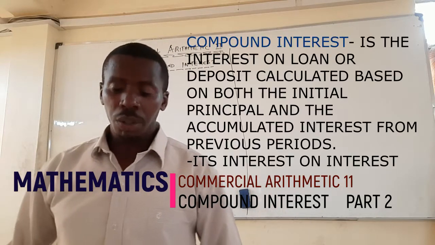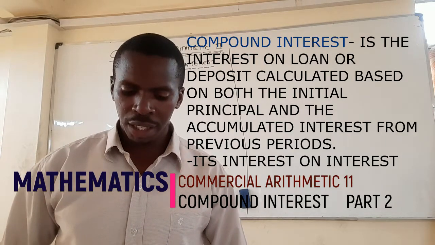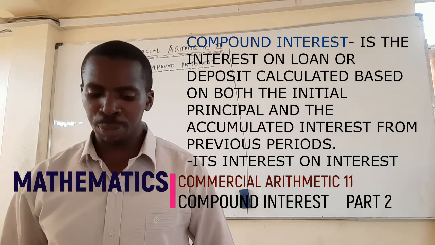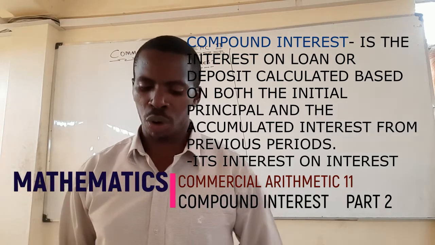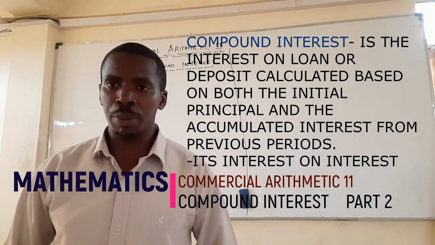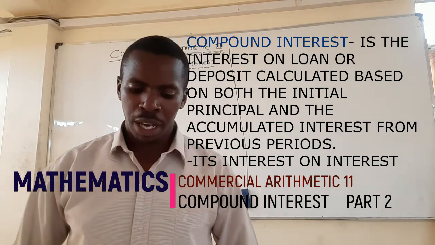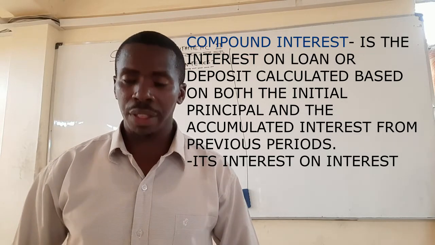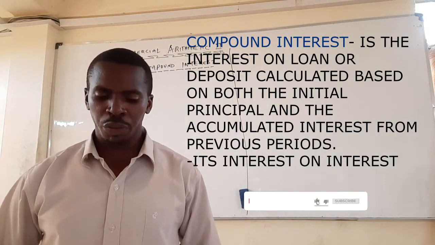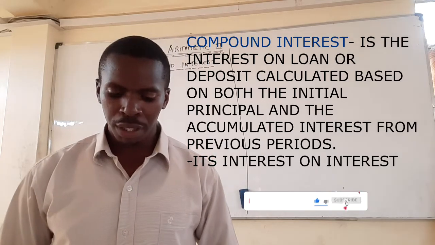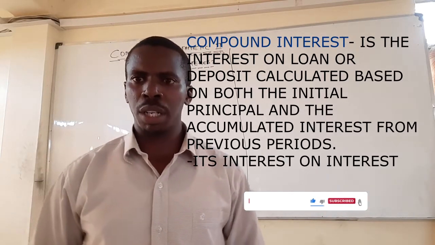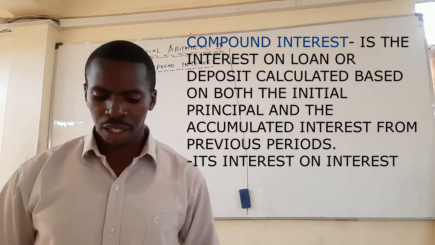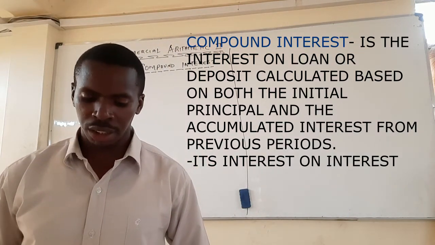So, what is compound interest? Let's define the same. This is the interest on a loan or deposit calculated based on both the initial principal and the accumulated interest from previous periods. That is what we can define compound interest to be, and you can look at it in another way as the interest on interest. That's why we have the word compound interest.